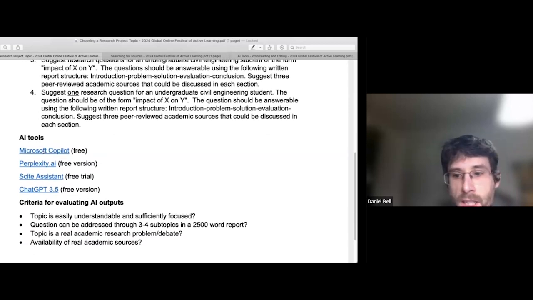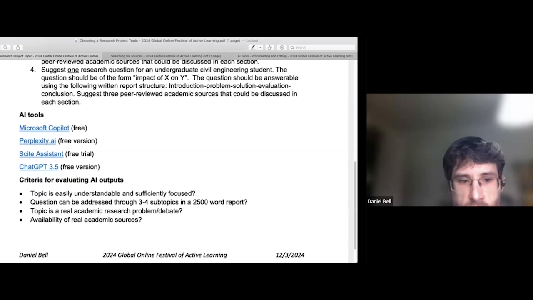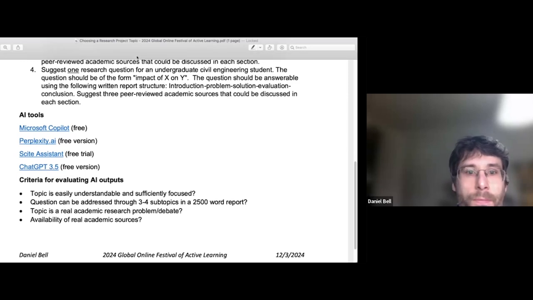If you follow the links here, it will take you to Microsoft Copilot, Perplexity, Site Assistant, where you get 2 free prompts, but it's an interesting tool, and ChatGPT 3.5. Many of you have probably already registered with that, but if not, you have to register. There are some criteria here to consider when evaluating the AI outputs for choosing a topic.